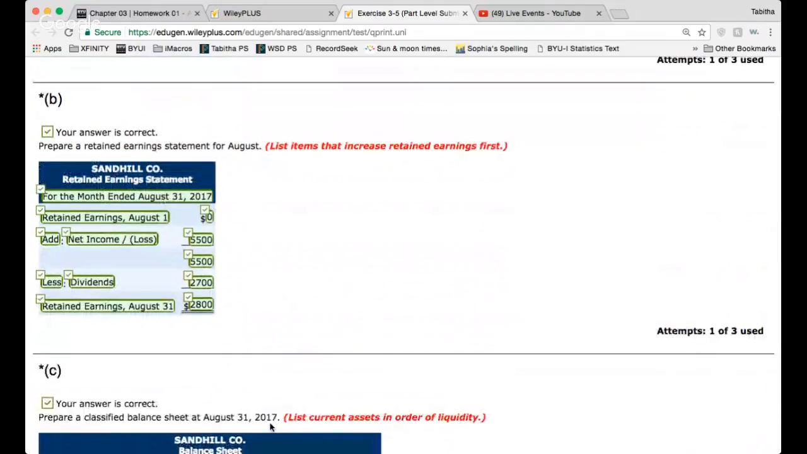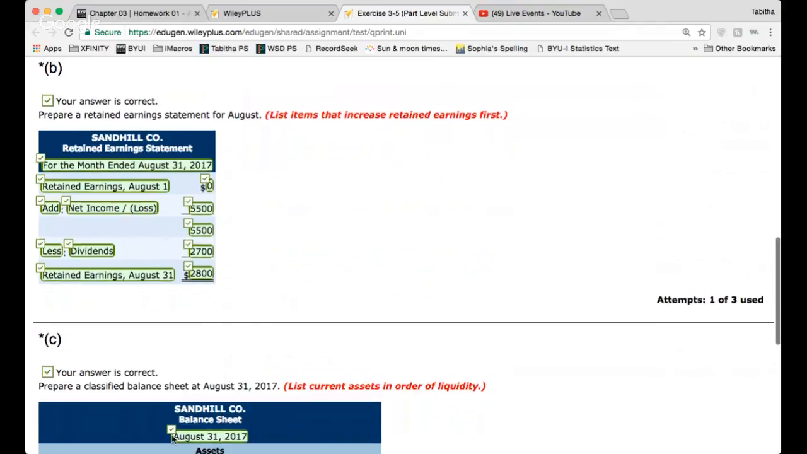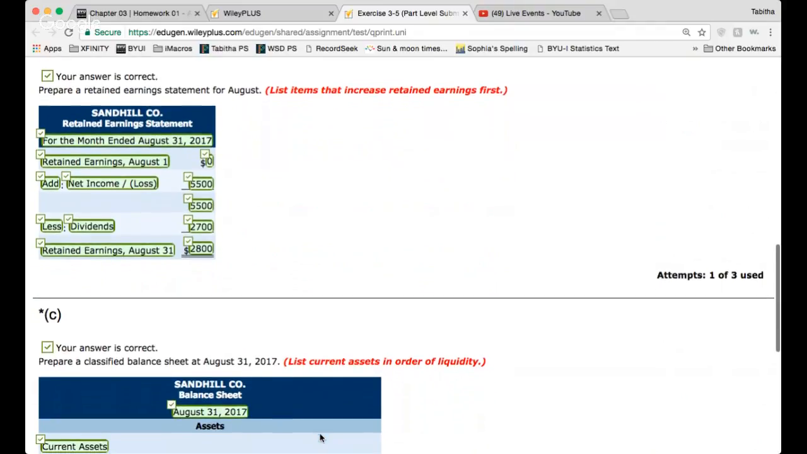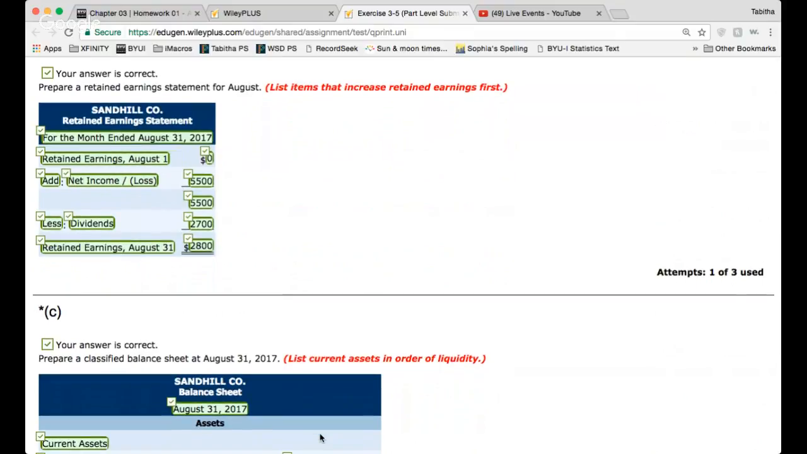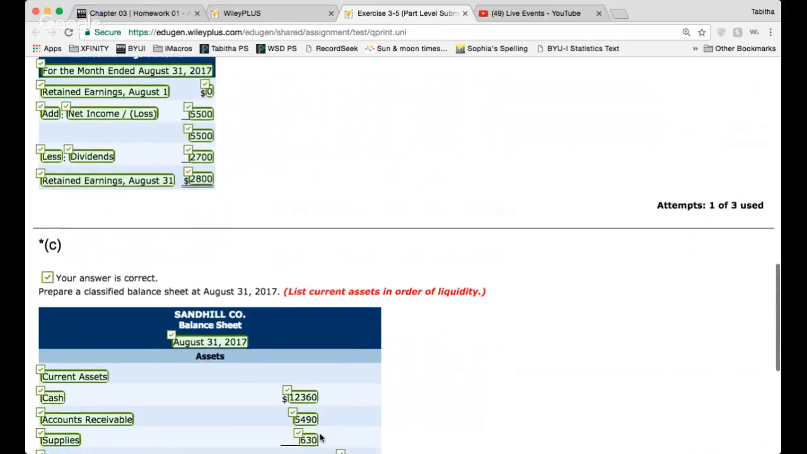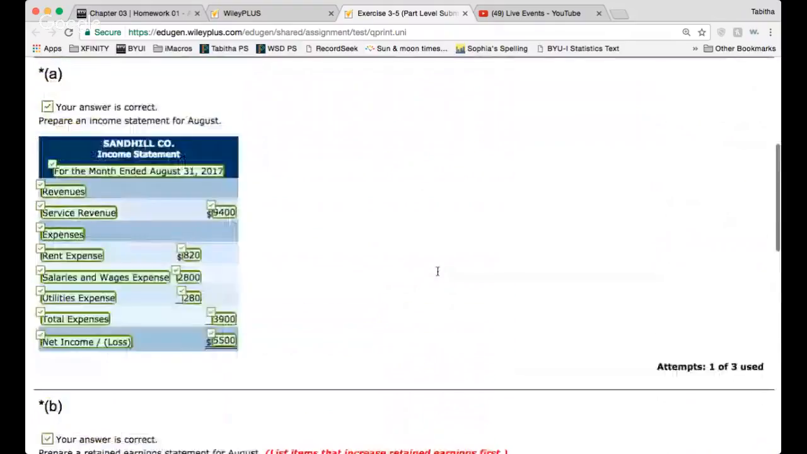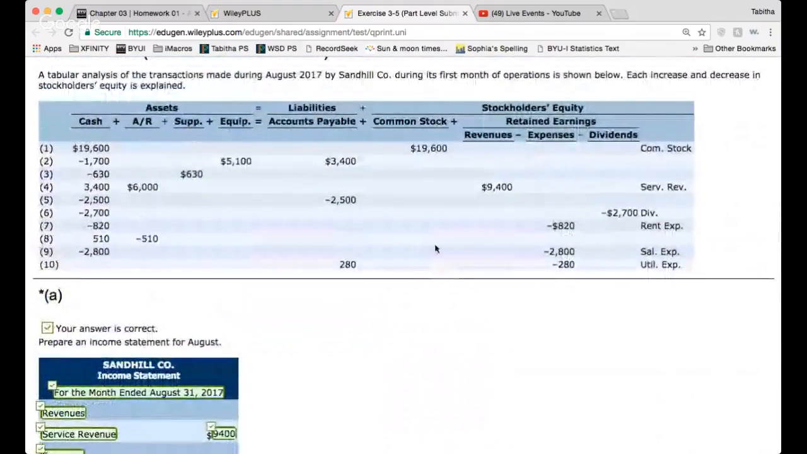And once we have completed the retained earnings statement, we can do our balance sheet. And remember, our balance sheet is just a snapshot in time. So this is just for August 31st, 2017. And we start out with our assets, beginning with our current assets. We have our cash, accounts receivable, and supplies. And all of that is up here in our table. We have our accounts receivable.